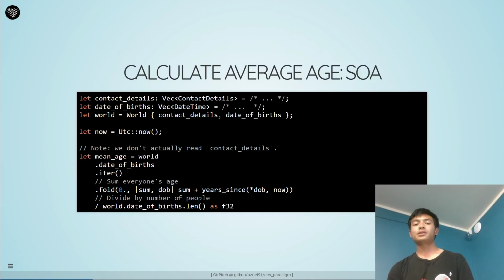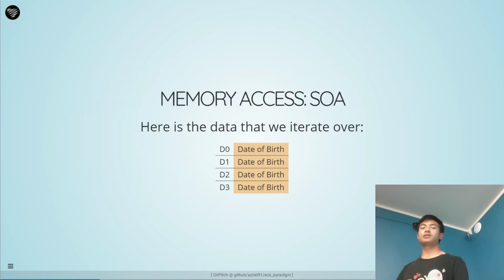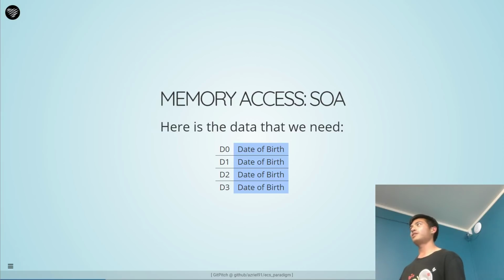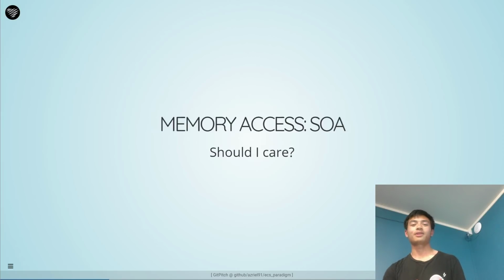Now, if we do the same thing with the struct of arrays approach, remember how we broke the person into bits. We are going to look at the date of birth for each person. We don't really care about the contact details because that's irrelevant in our calculation, and we iterate over those same logic. Now, if you look at the data that we iterate over, it's just the date of birth, and the data that we need is just the date of birth. Why should I care about this? Because usually computers are fast enough, right?